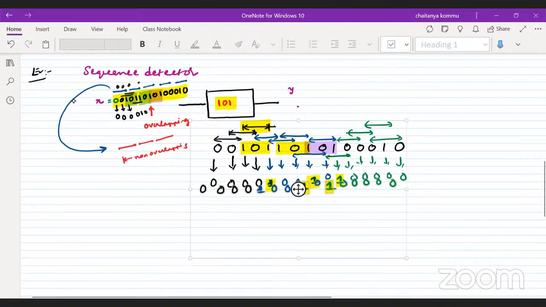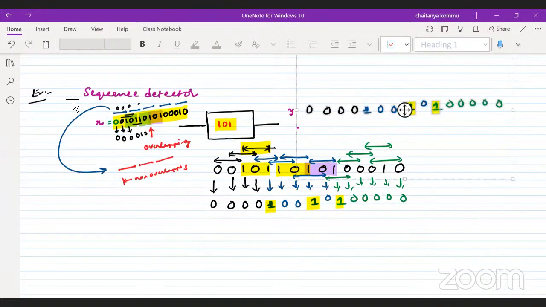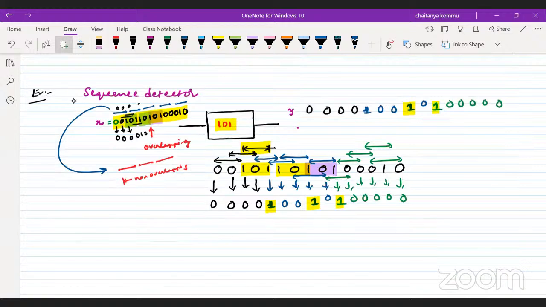This is the output of the overlapping sequence for the given input. Agree? So if it is a non-overlapping sequence, it is overlapping.